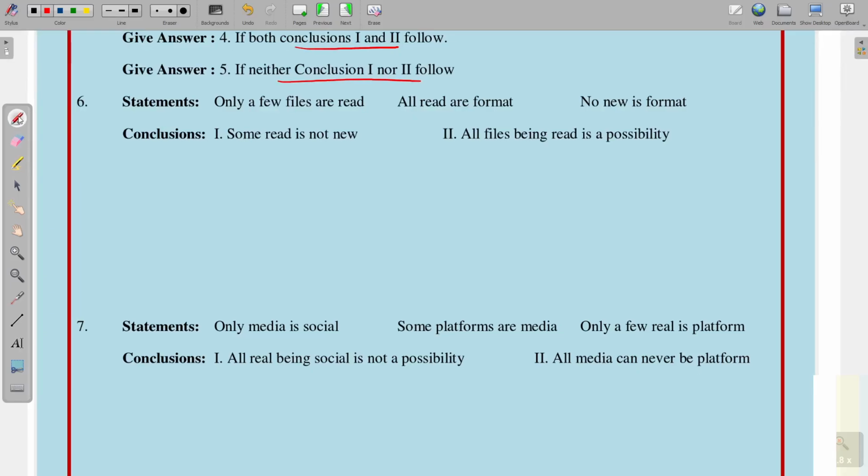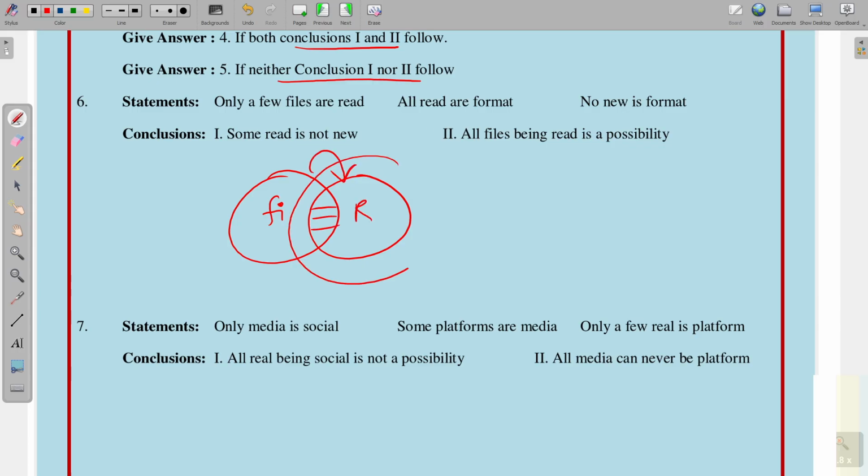Question number 6. Only a few files are read. So, only a few files are read. All read is format. No new is view. So, no new is format. Some read is not new. So, read here, new here. Some read is not new, definitely follows.